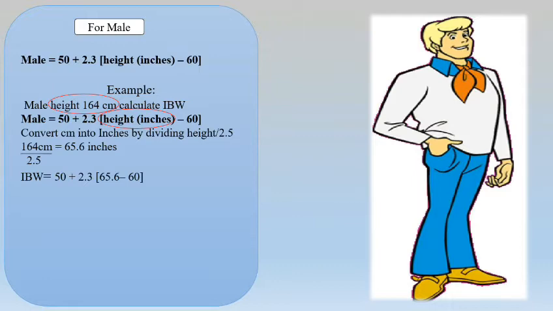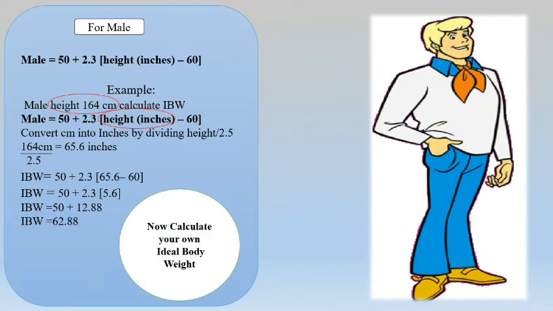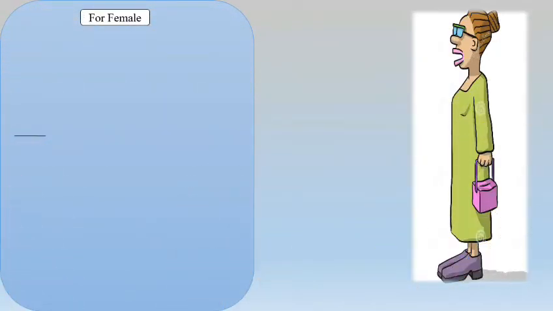Firstly solve the bracket, multiply the 5.6 into 2.3 and add the given result into 50. So here is your ideal body weight. By using this formula you can calculate ideal body weight. Now it's time to calculate your own body weight. So let's move toward the female.